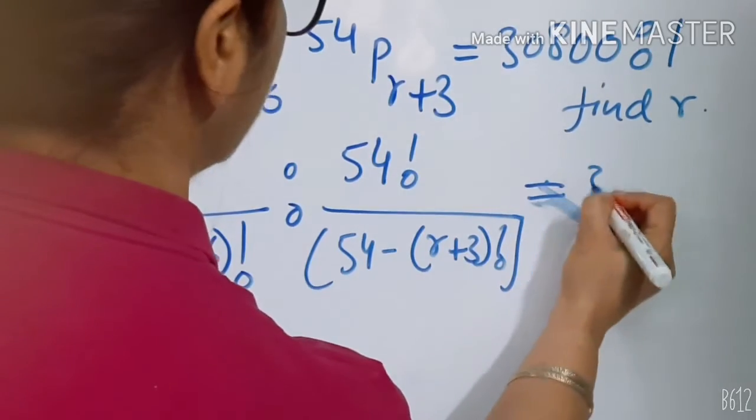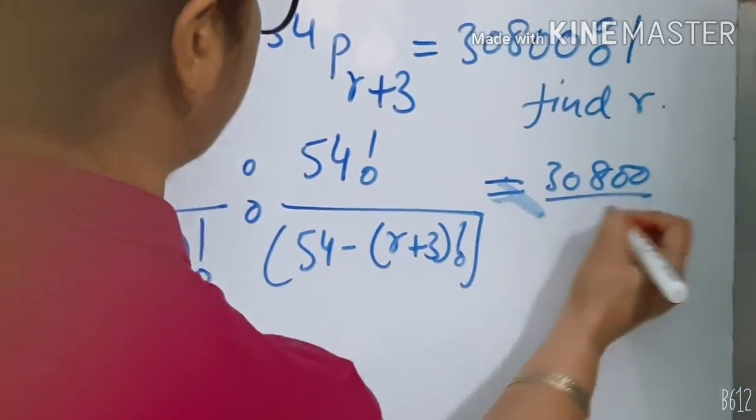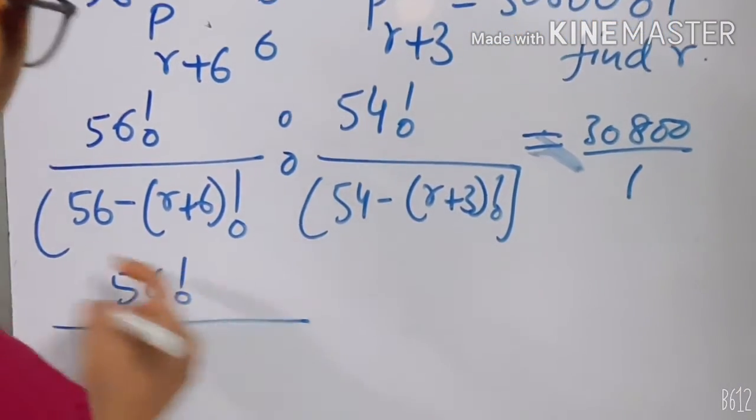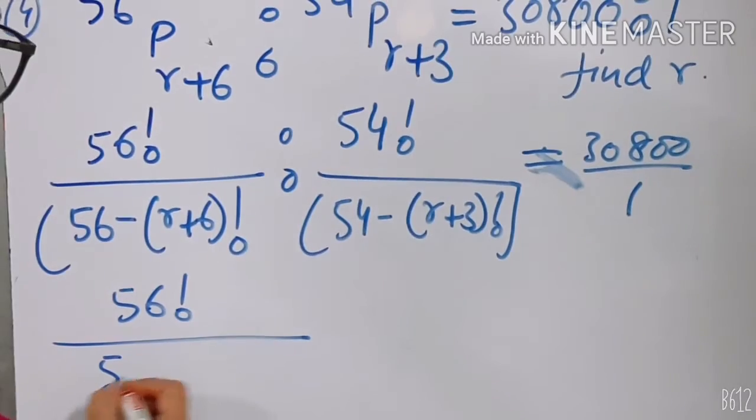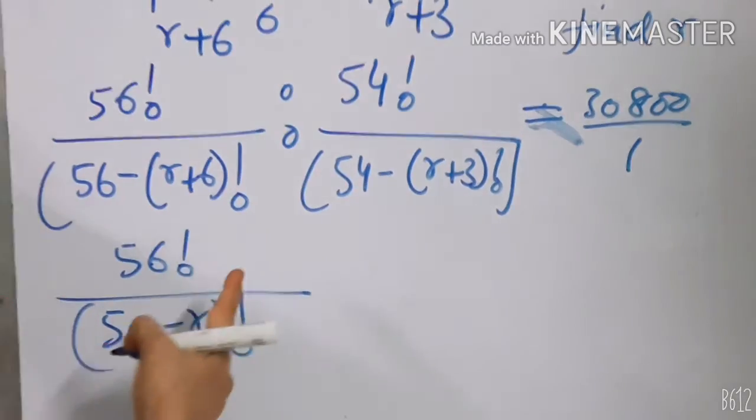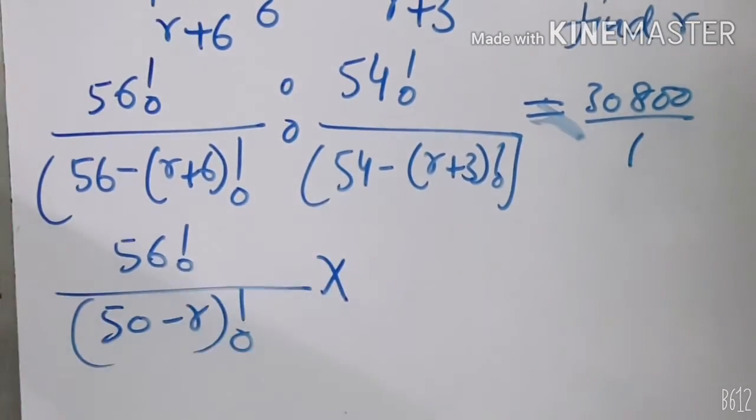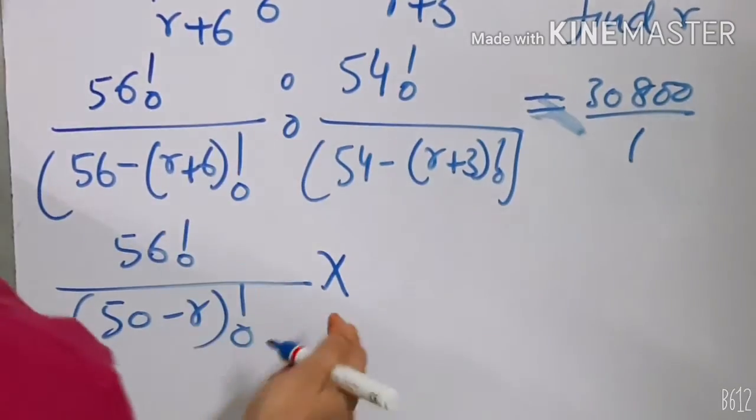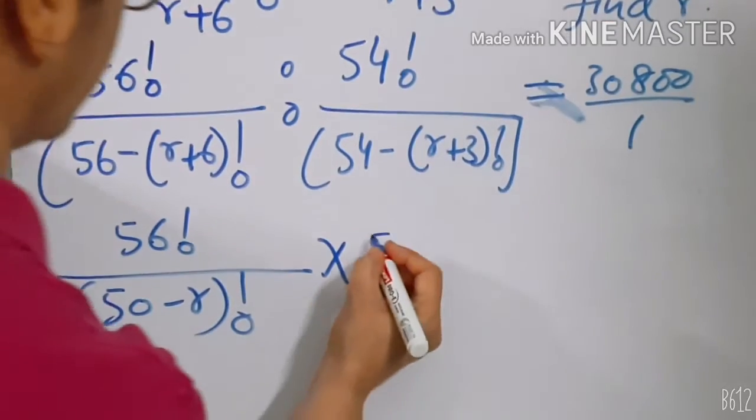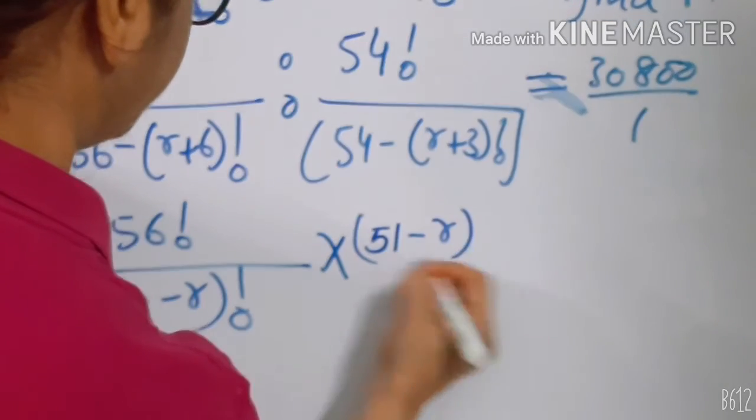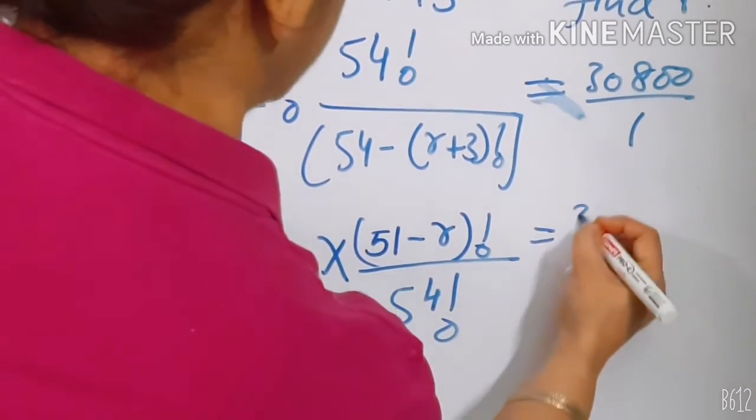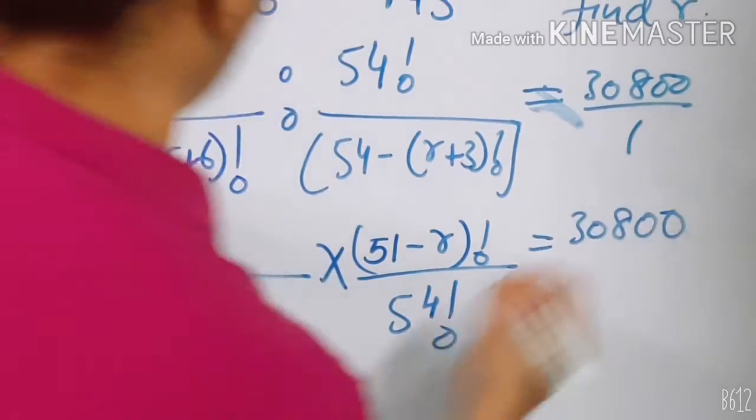Is equal to 30800 by 1. Now 56 factorial by, solve it, 56 minus 6 is (50 minus r) factorial. I am keeping it like this. It's a ratio, so if I am changing it, the denominator becomes numerator and the numerator becomes denominator. So 54 minus 3 is what? (51 minus r) factorial by 54 factorial is equal to 30800.